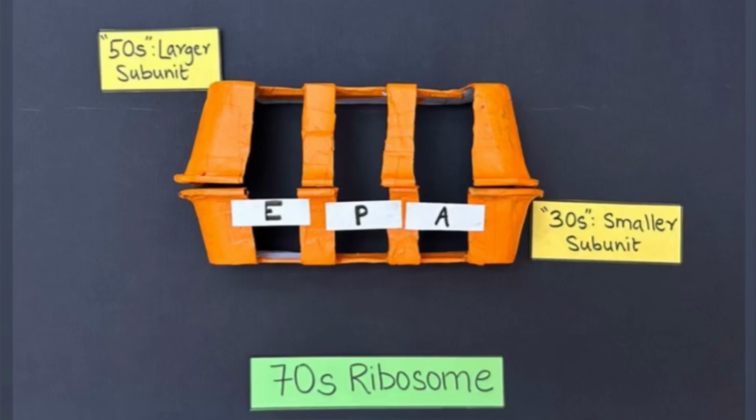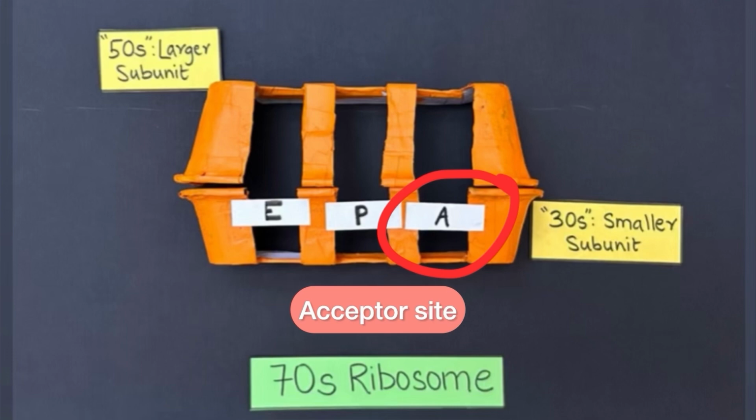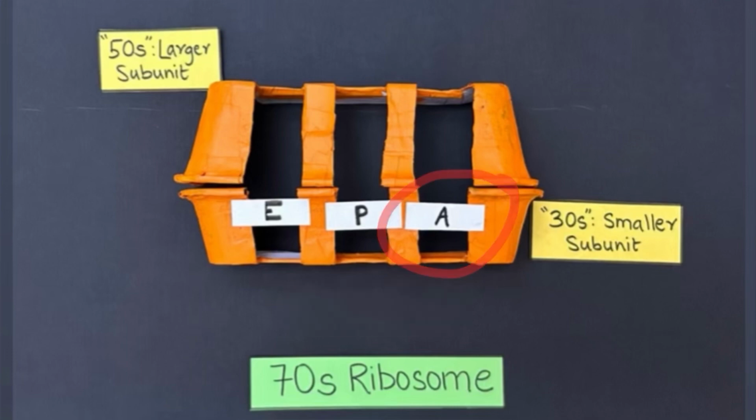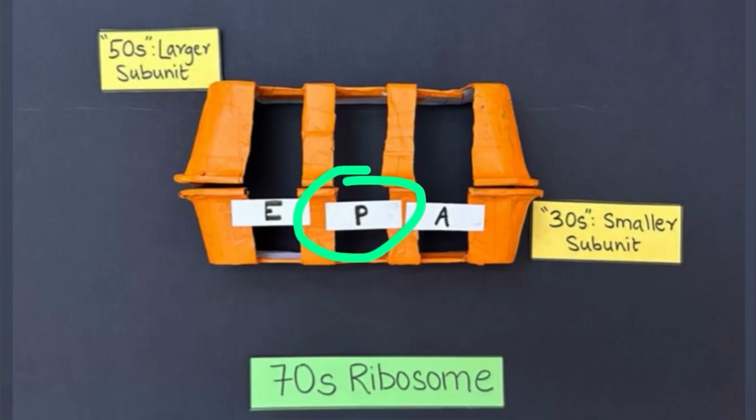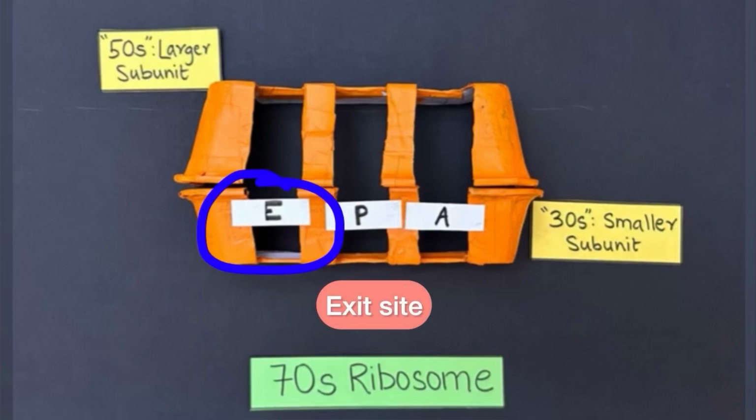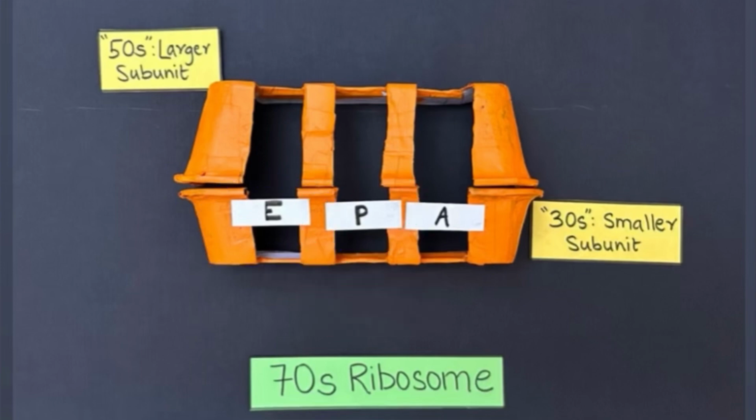On the 30S smaller subunit, there are three sites. A, the acceptor site, which accepts amino acids brought by tRNA. P, the peptidyl transferase site, where the synthesis of the polypeptide chain occurs. And E, the exit site, from where the empty tRNA moves out.